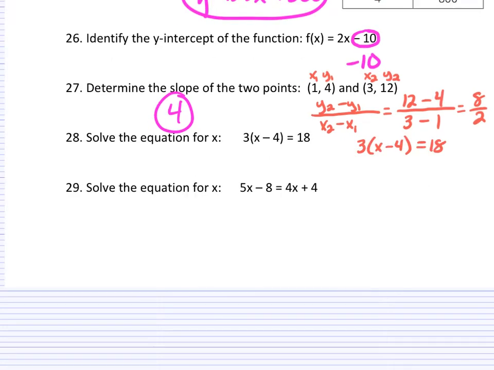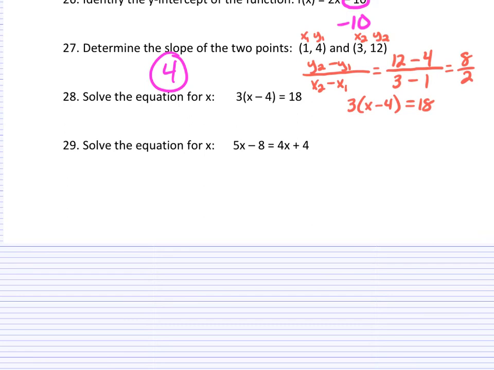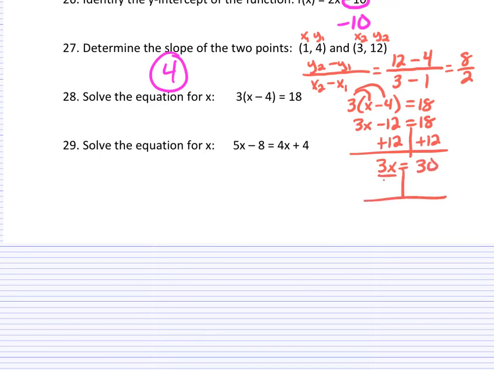For number 28, we're going to solve this equation for x, and I see the distributive property first. So 3 times x is 3x. 3 times negative 4 is negative 12. From here, I'm going to do upside down t's and solve it. The opposite of subtracting 12 is adding 12. So we get 3x equals 30, and the opposite of multiplying by 3 is dividing by 3, and we get x to equal 10.